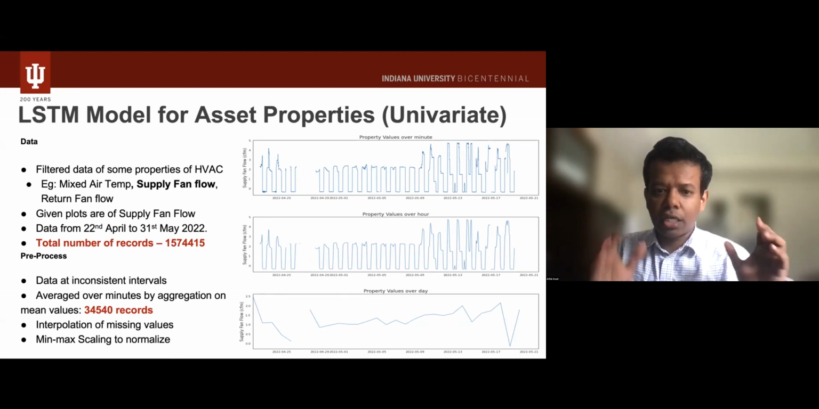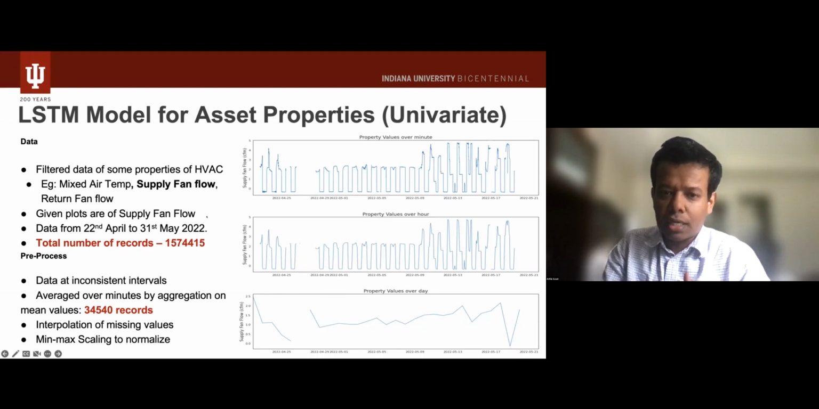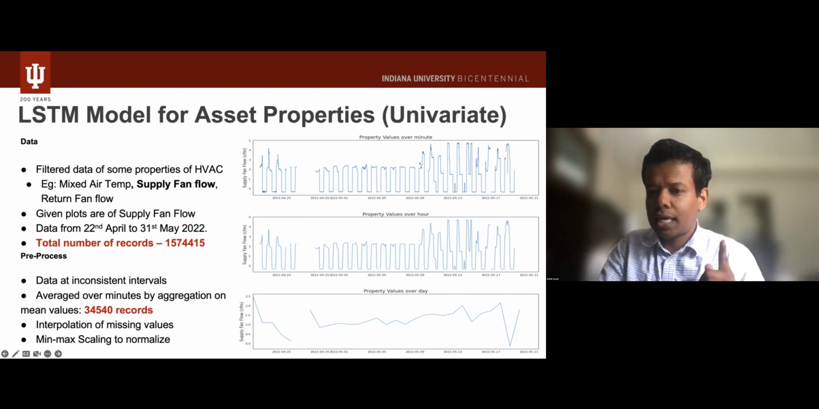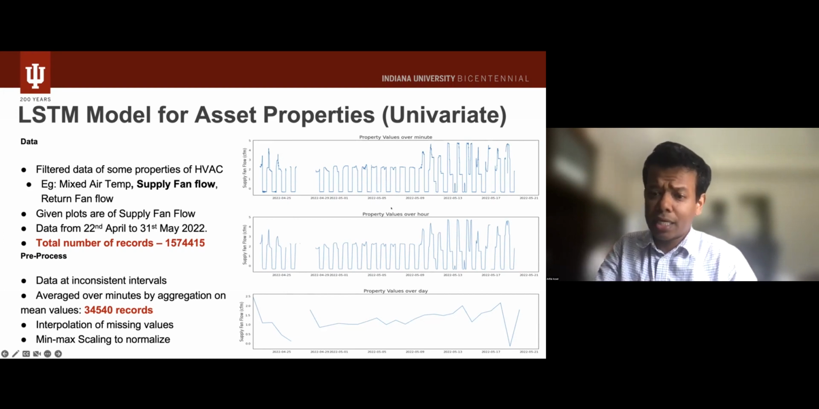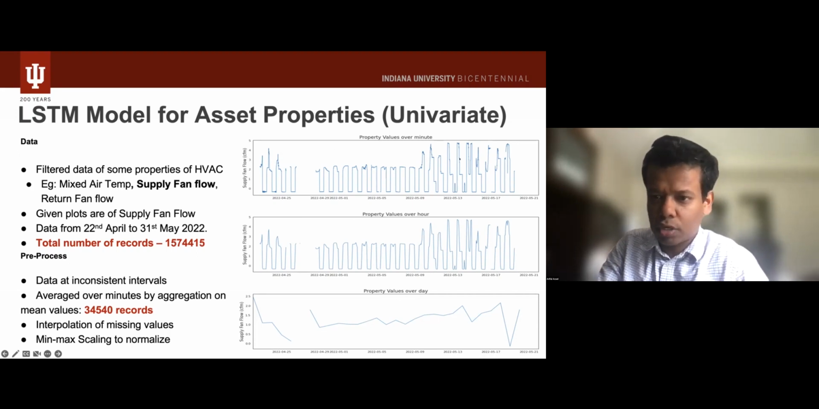Since it is too much and the resolution is too high, what we did is we averaged it for every minute. The top figure that you're seeing is that minute by minute view. So from 1.5 million, if we do minute by minute averaging, we get about 34,000 records for supply fan flow. The y-axis is cubic feet per minute. We can aggregate even hourly or daily, that is also possible, but in this analysis we are just using the minute by minute value of this particular feature.